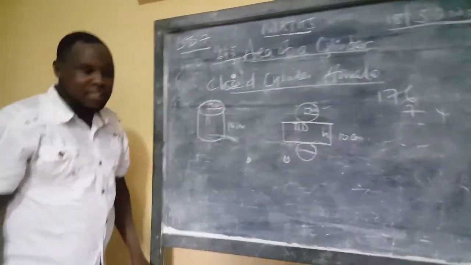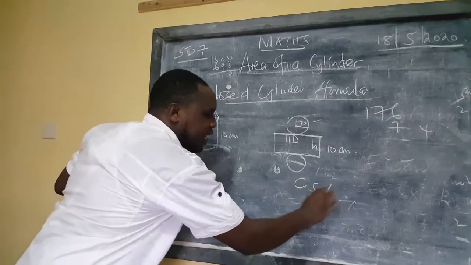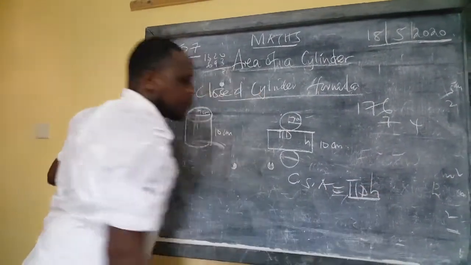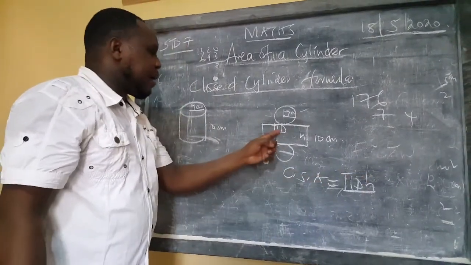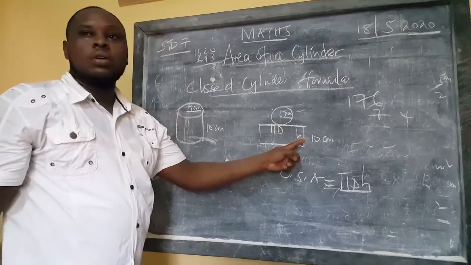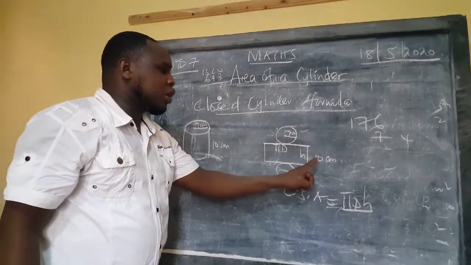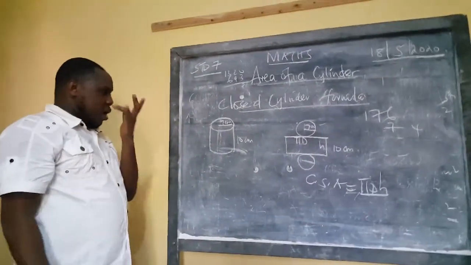So we are done with that. So the curved surface area formula is equal to pi d h. Pi multiplied by diameter times height. Pi d h. In this case, we are not going to talk about the width here. Now, we are done with that.